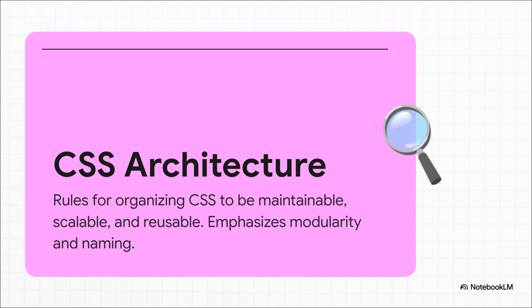And the solution is to think like an architect. We use a set of principles called CSS Architecture. The big idea here is modularity, breaking things down into small, independent, reusable components. And methodologies like BEM give us a clear naming system to enforce this.